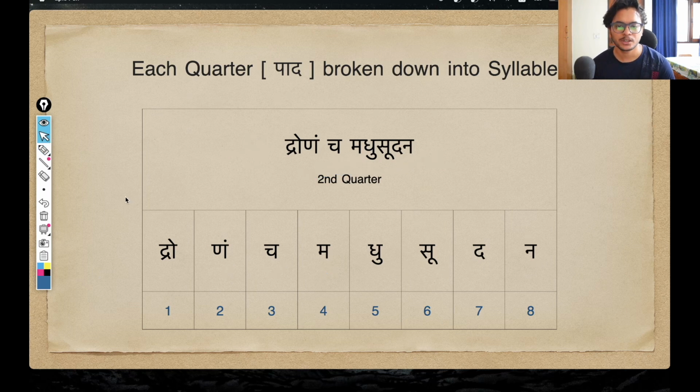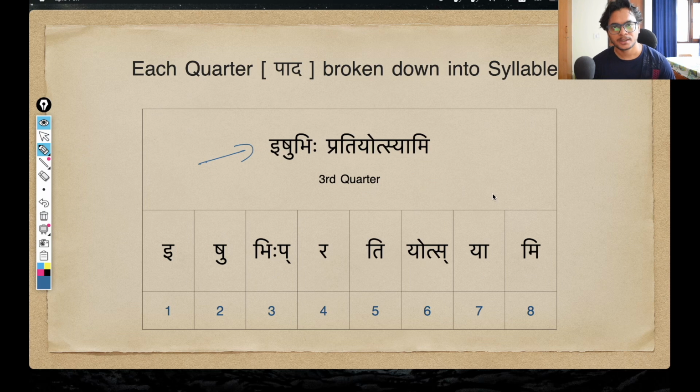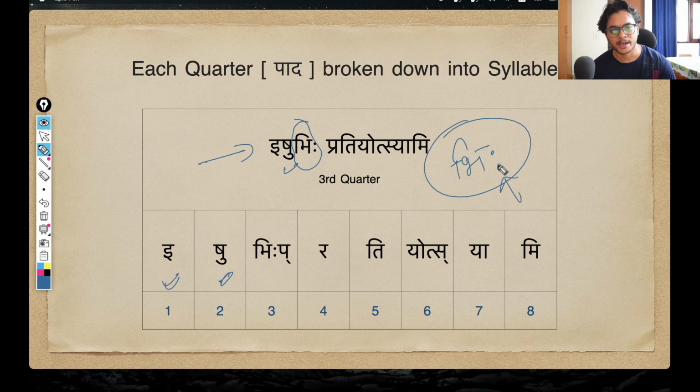Let us move on to the third quarter. Okay, so this is the third pada. So E. This is one syllable, of course. Then you have Shu. This is the second syllable. Then you see this here, no? Bhi. So what you can do is take this Bhi as the third syllable, because you have got the visarga, right? Any letter or group of letters that is ending with a visarga. So with that logic, you can take this Bhi as the third syllable.